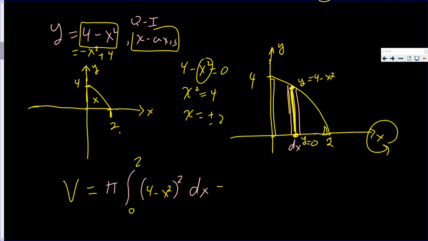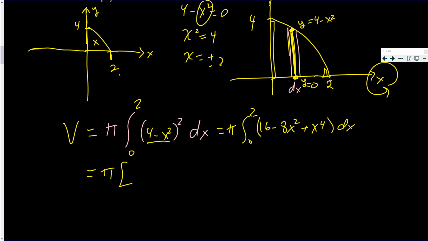This is equal to pi, the integral from 0 to 2. Let's FOIL that out. You get 4 squared minus 8x squared plus x to the 4th. And at this point, it's a routine integral. Just remember to multiply by pi at the end. Integral of 16 is 16x minus 8x cubed over 3 plus x to the 5th over 5. And this goes from 0 to 2.